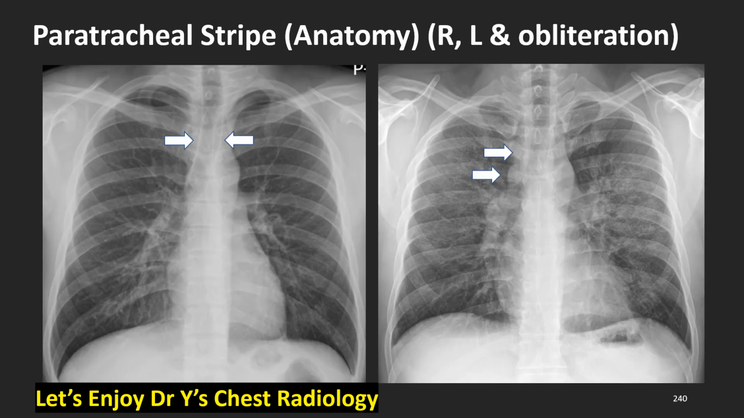Paratracheal stripe, anatomy, right and left paratracheal stripe and obliteration. Arrows on the left chest radiograph show right and left normal paratracheal stripes, and arrows on the right chest radiograph show obliteration of the right paratracheal stripe and bulging of the 4R lymph node in a sarcoidosis patient.